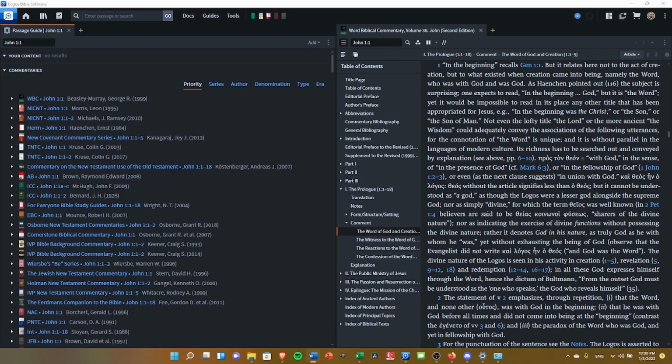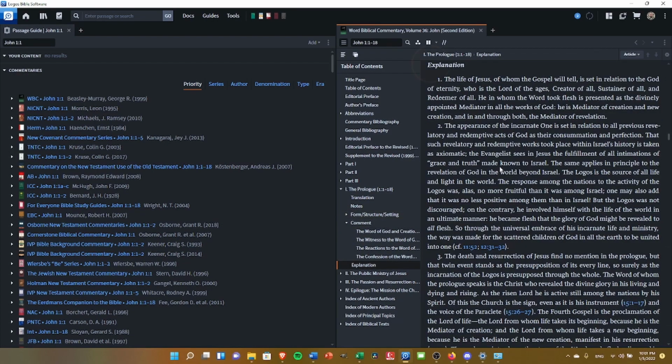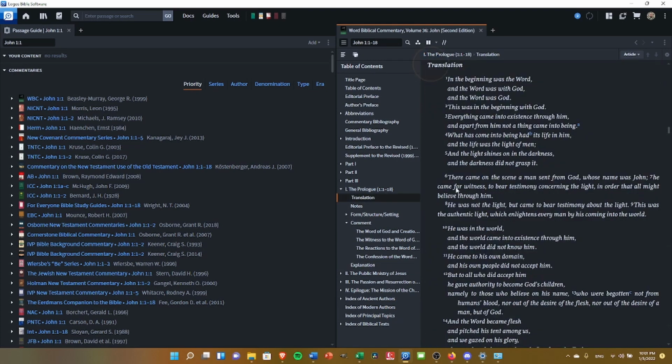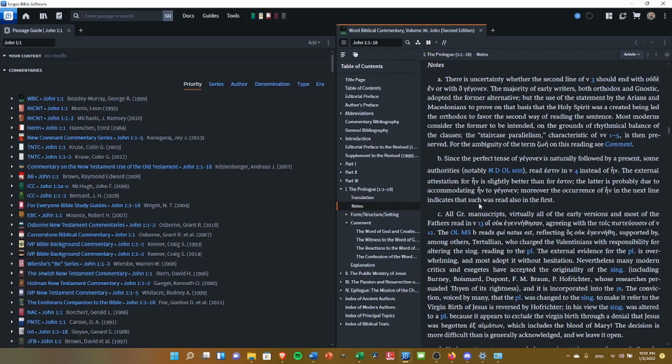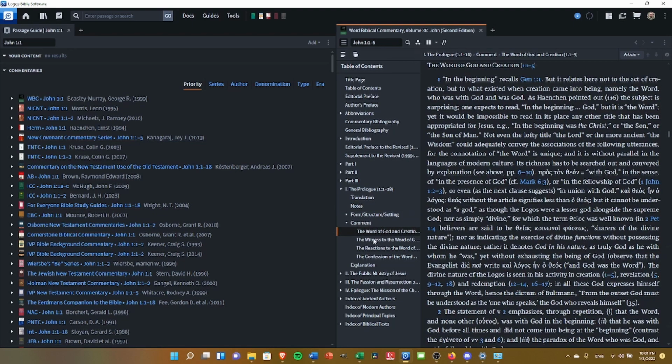Okay, cool. Now, something to keep in mind with Logos commentaries is that they are formatted in different ways. So the Word Biblical Commentary, for instance, goes section by section through a book. It offers a translation, notes. This one at least has form, structure, setting breakdown, and then the commentary, and then a sort of summary explanation after all that. So this would be the author's translation. This would be some important notes, usually textual notes, and then we actually get into the commentary and the summary explanation. I like all this information. I like the way it's organized. That's why the Word Biblical Commentary is my top prioritized commentary.